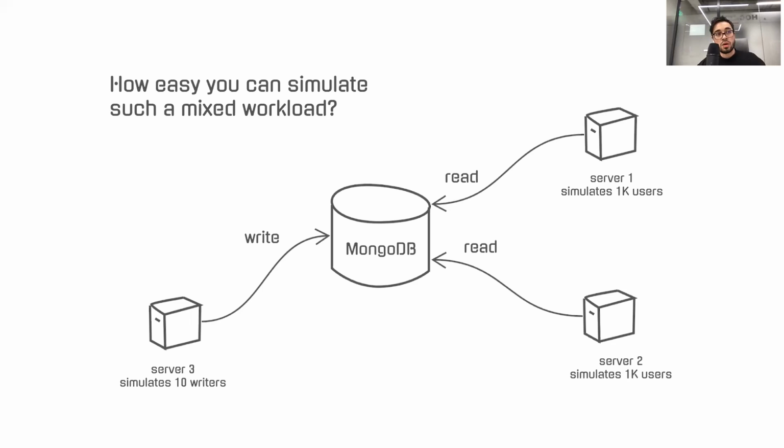And then the question: how easily can you simulate such a workload? You can run, like you see here, 2 servers sending read requests. They simulate 2,000 users, and then server 3 here simulates some processes writing data to Mongo with maybe some timeout, some delay, but still. Basically, this was our use case. Then we just threw Mongo away after this. But in general, we were in quite a bad situation.